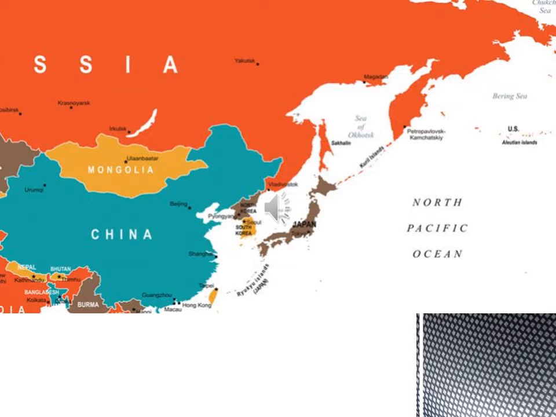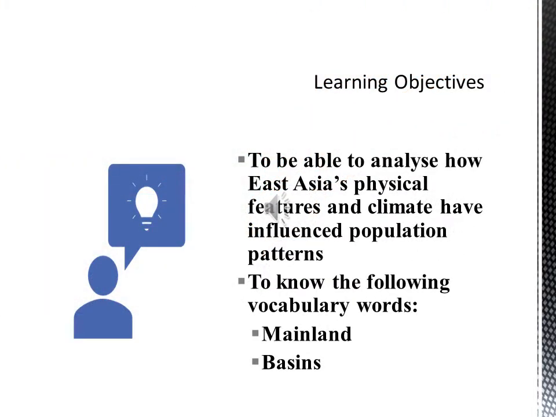In this lesson, we're going to do a quick recap about East Asia, and we're also going to include China's rivers and plains. So let's begin our lesson. Things we must learn from this lesson is to be able to know how physical geography and climate influence the population distribution over this part of East Asia. We're also going to know some of the vocabulary words that we have here, which include mainland and basin. So let's start our lesson together.